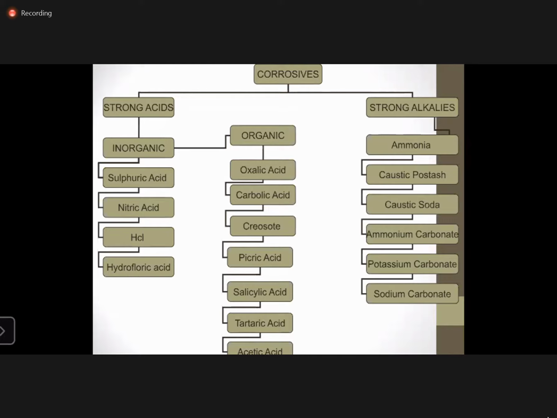hydrochloric acid. The organic acids are basically carbon compounds and have better absorption after circulation, displaying systemic reactions. Although they are weaker in action compared to the mineral acids, they have an effect. Examples of these are salicylic acid and oxalic acid. Then the strong alkalis are ammonium hydroxide and potassium hydroxide, and the weak ones are ammonium carbonate and sodium carbonate and so forth.